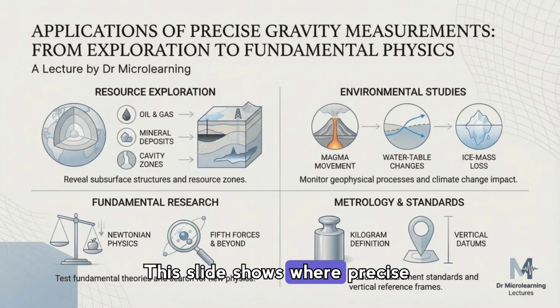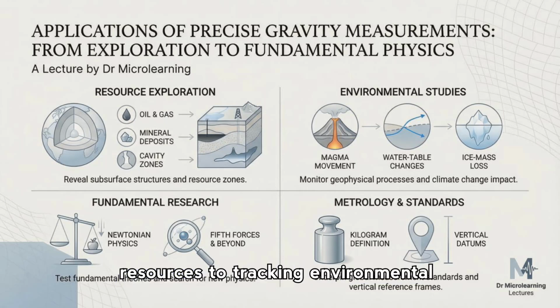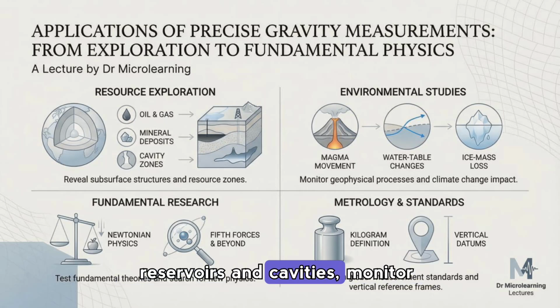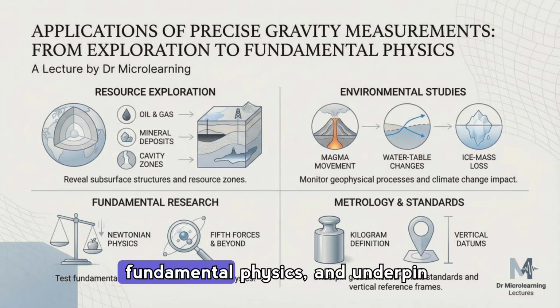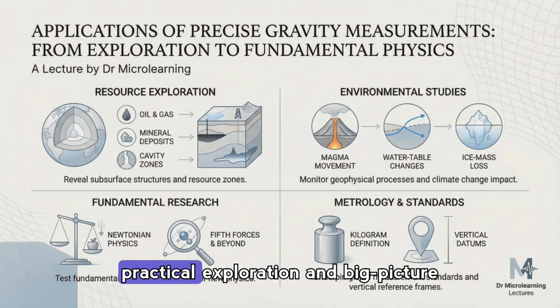This slide shows where precise gravity measurements really make an impact, from finding subsurface resources to tracking environmental change. Gravity helps reveal hidden reservoirs and cavities, monitor magma and water table shifts, test fundamental physics, and underpin metrology by defining mass standards and vertical datums. So these measurements support both practical exploration and big-picture science.